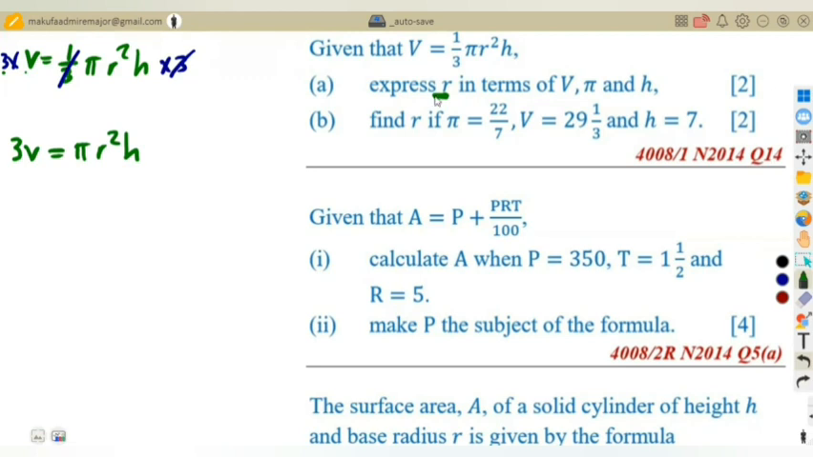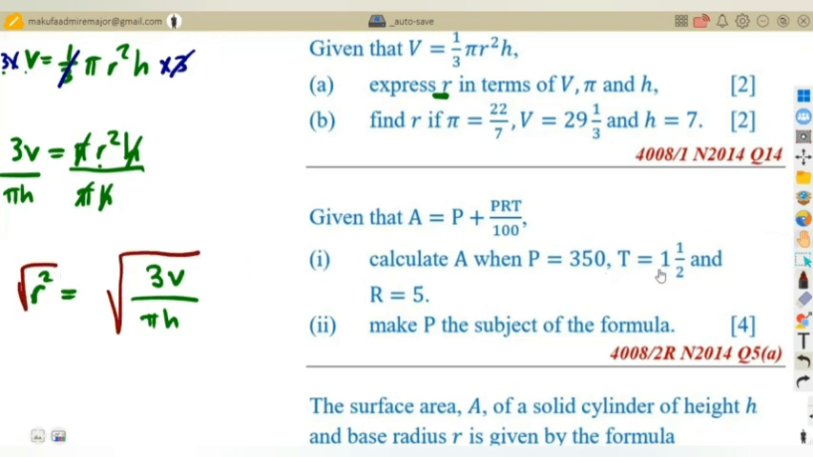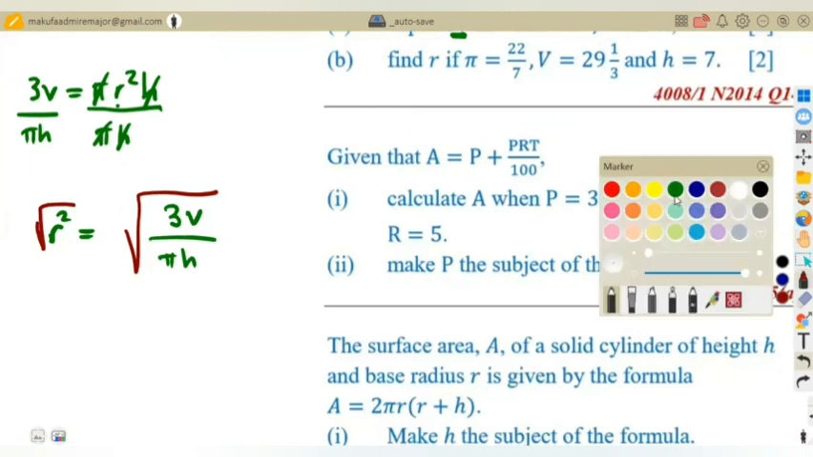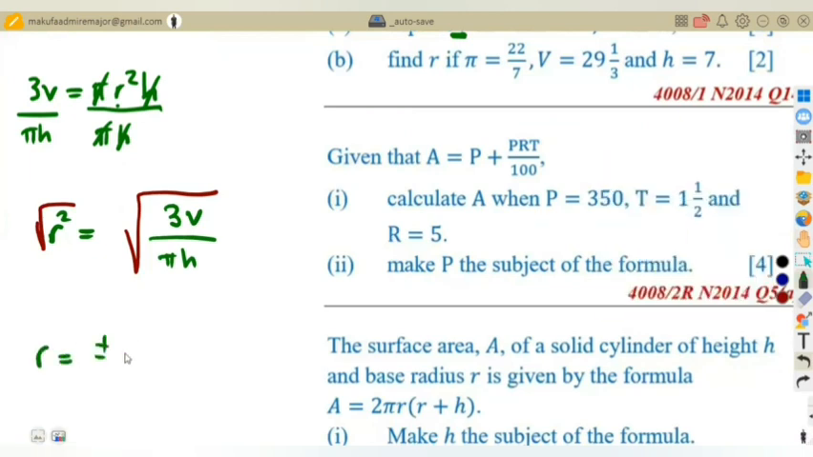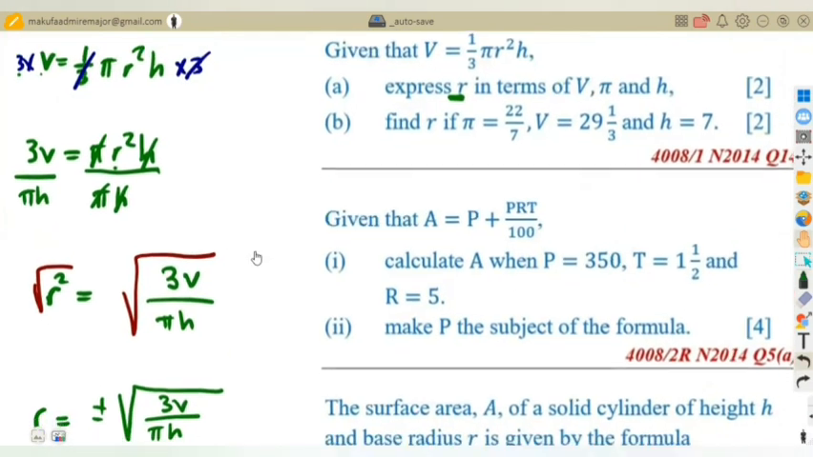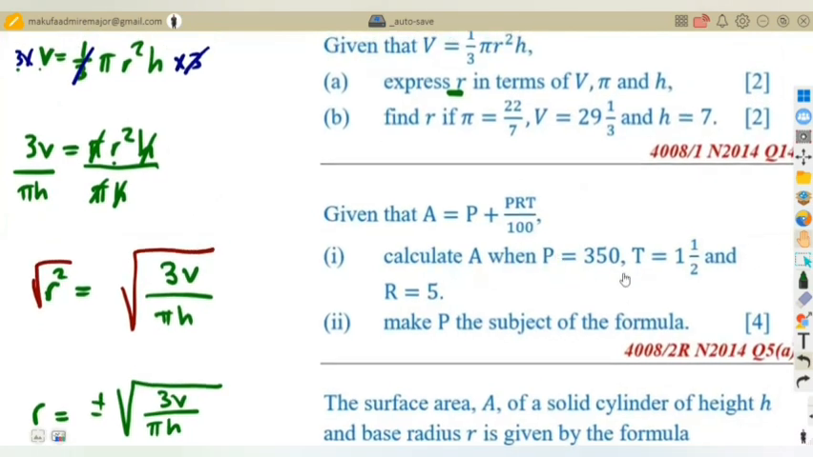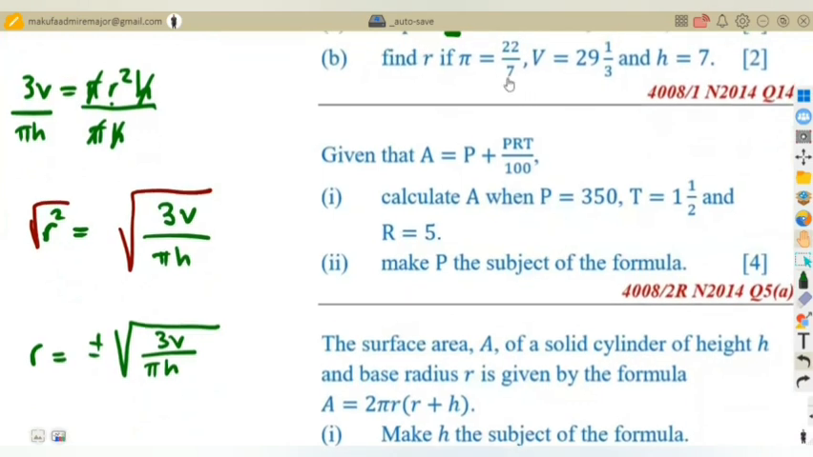So remember here we are asked to make r the subject. So what are you going to do? We can divide both sides by pi h. Since you are multiplying, that means r squared is going to be 3V over pi h, like this. Since we are given a square, to remove the square we are supposed to introduce the square root. So at the end, we shall have r as plus or minus the square root of 3V over pi h in this case. So that means we have made r the subject of the formula. Now they're saying find r if pi is this, V is this.